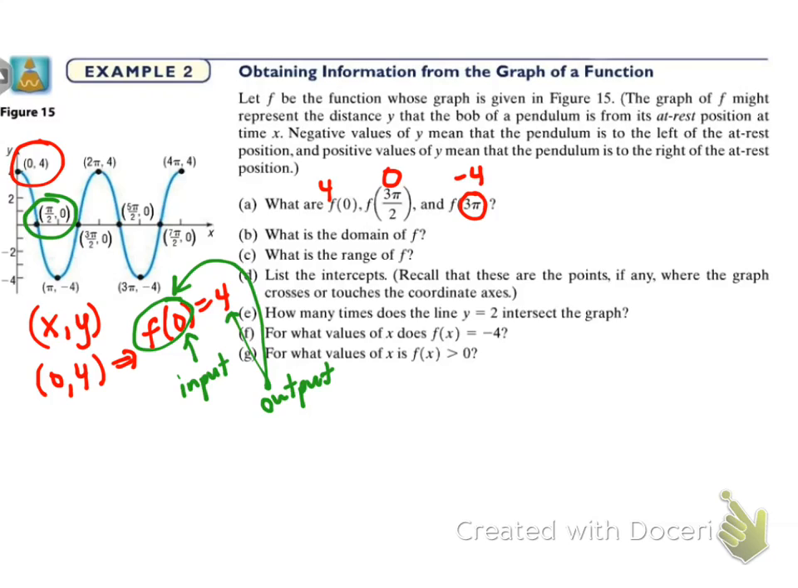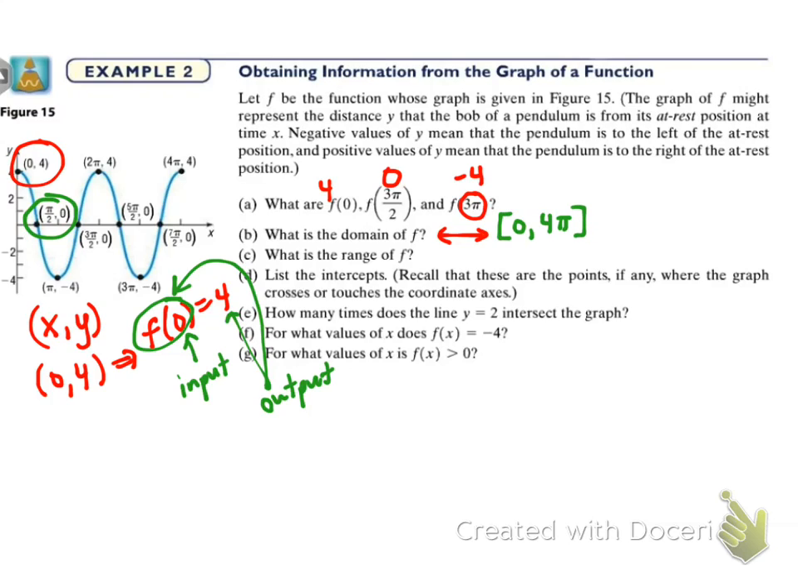Now, just a quick reminder on domain and range. Domain is all the acceptable inputs, or you can think of it as all the inputs that are used to graph the function. So the domain is always going from left to right, the smallest x to the largest x. We can see clearly that the lowest x we are using to graph the function is 0, and the highest x is 4 pi.